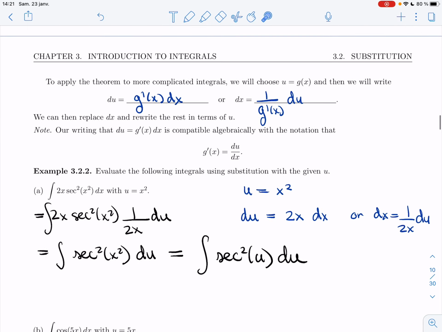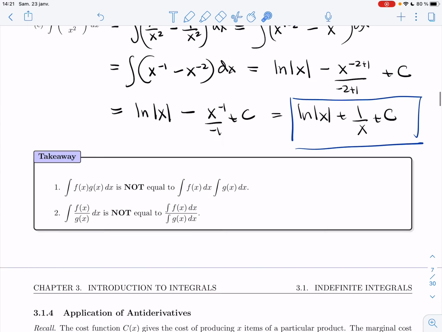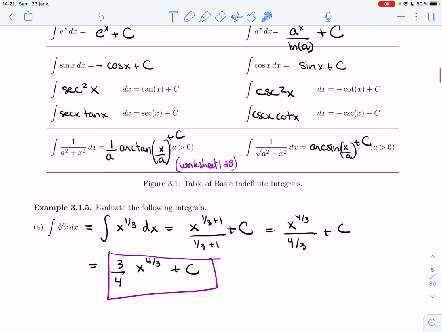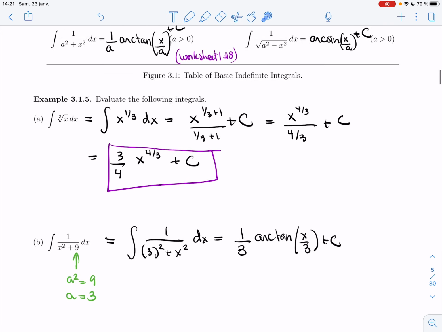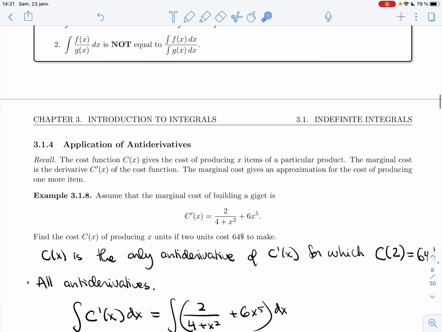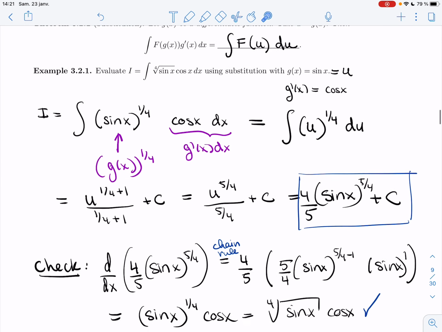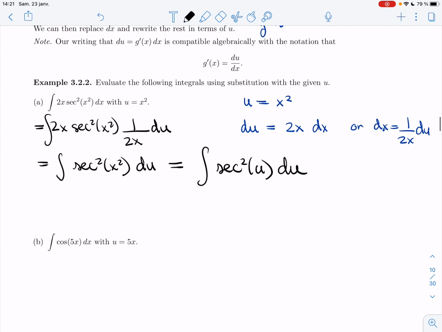So now I need the integral of secant squared. Let's go. What's the integral of secant squared? My table, fantastic. Secant squared is right here. It's going to be tan x plus c because the derivative of tan is secant squared. All right, let's get back to our problem. I get tan of u plus c.